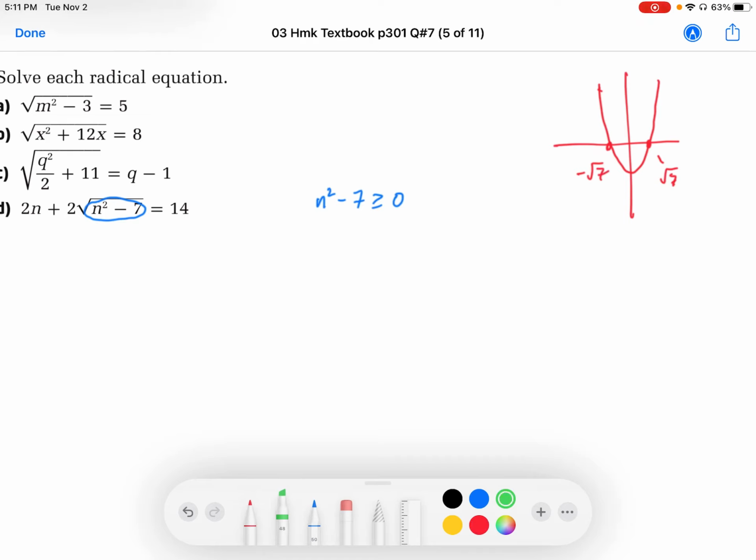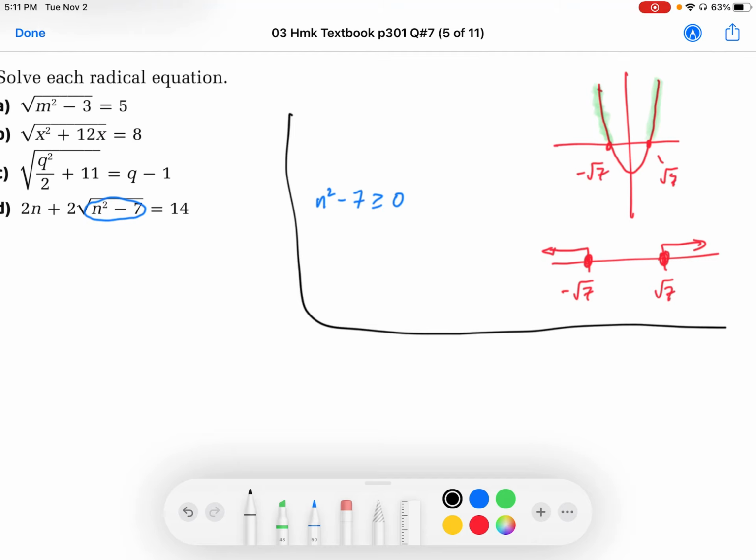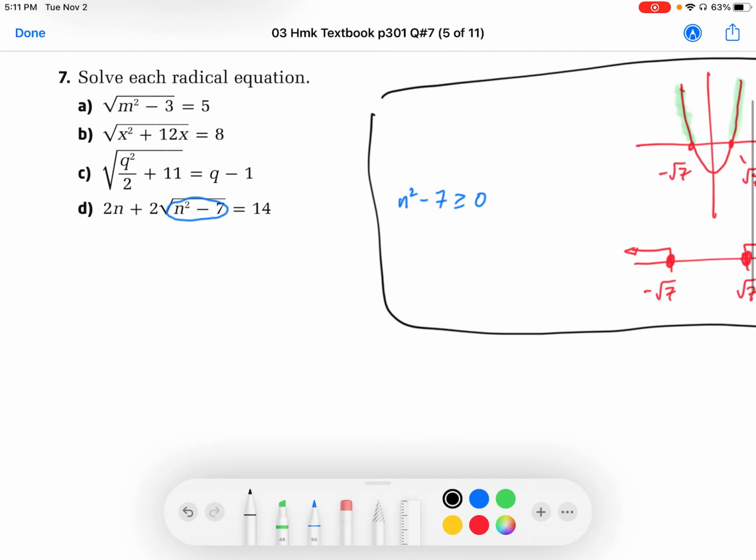So when we look at the part that is above the x-axis, or greater than 0, we're talking about this section here and this section here. To state the restriction on this, we can say that n is greater than or equal to root 7 or less than or equal to negative root 7. That would be a more comprehensive restriction. But in the end, these all just represent the restriction on the inside value of the radical.